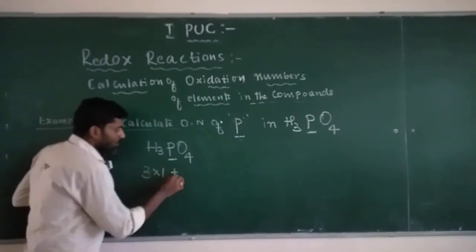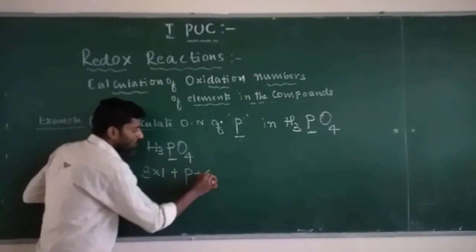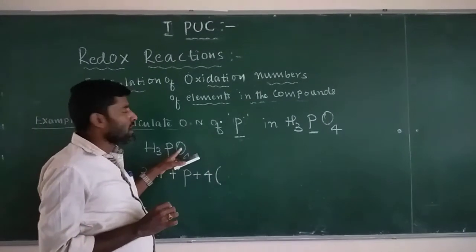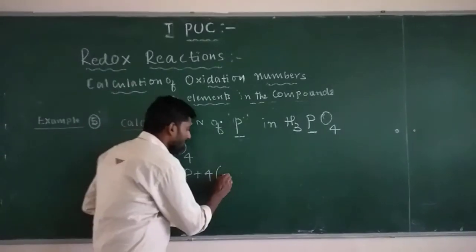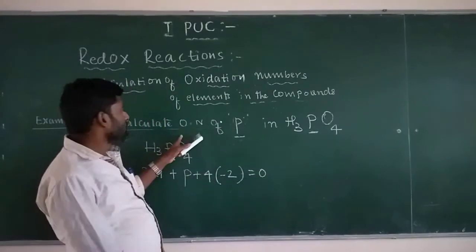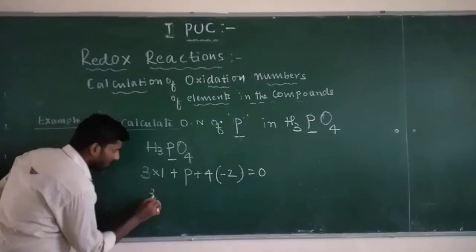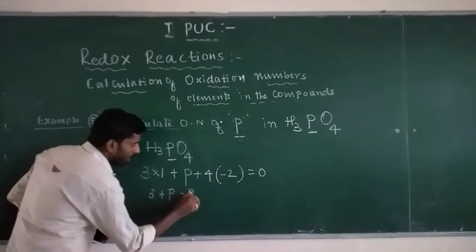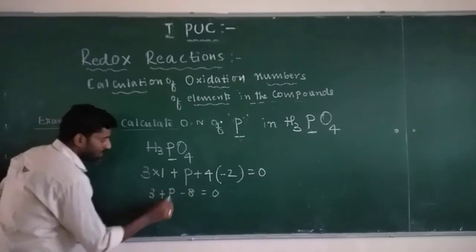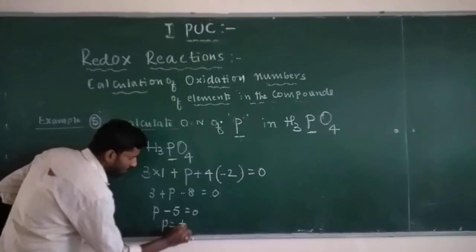3 into 1, plus phosphorus, which we don't know, keep as P, plus 4 into oxygen. We have 4 oxygen atoms, so 4 into oxygen oxidation number, which is -2, equal to 0 because there is no charge on the compound. So 3 plus P minus 8 equals 0. P, 3 minus 8 is -5, equal to 0, so P is equal to plus 5.